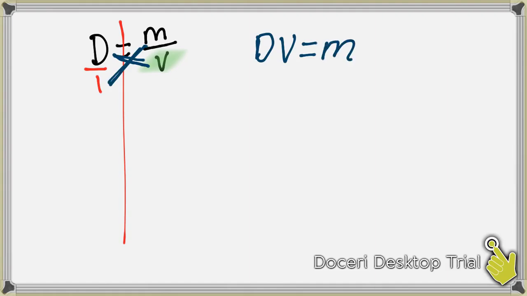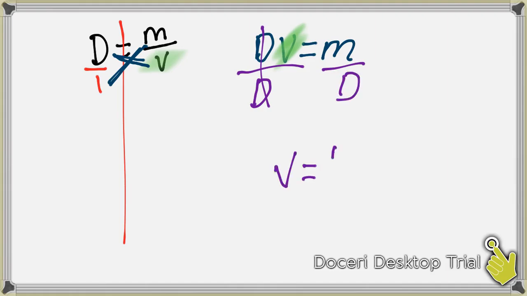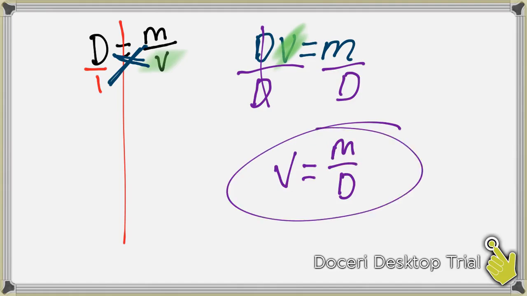And now, don't forget that v is what we're solving for. Now it's pretty easy to see that v is being multiplied by d. So we'll do the opposite of multiplying by d, which is dividing by d on both sides. And you get v is equal to m over d as your final answer. All right. I know that this is a weird lesson, so I'm going to do a couple more practice problems before I let you guys start working on your assignment.